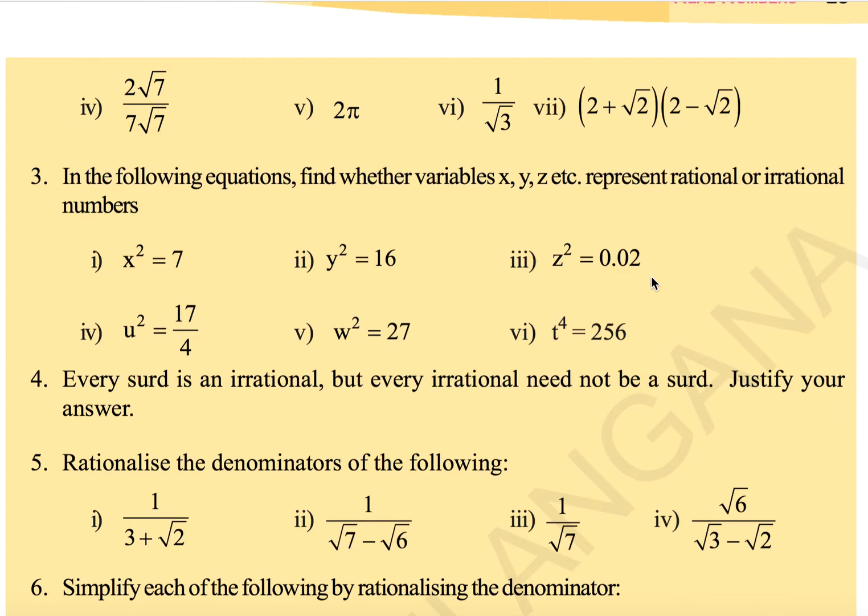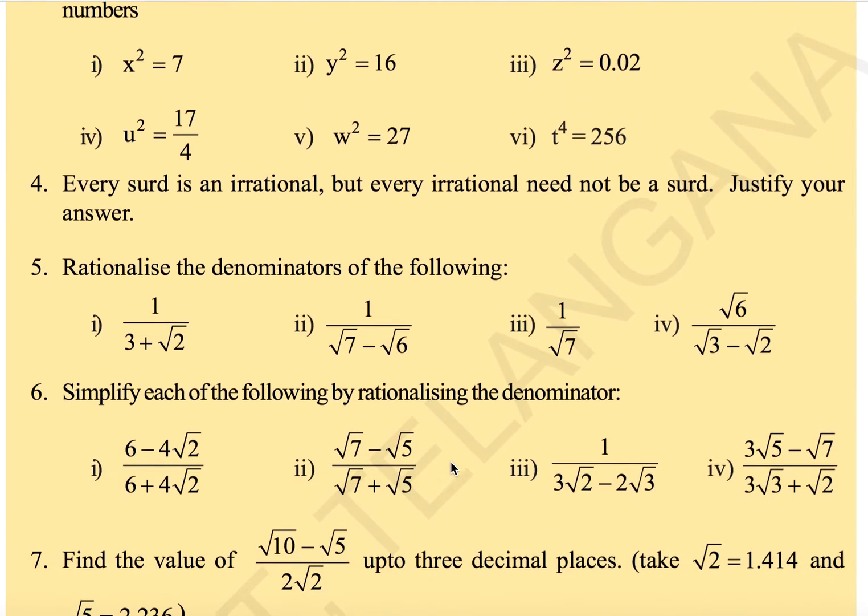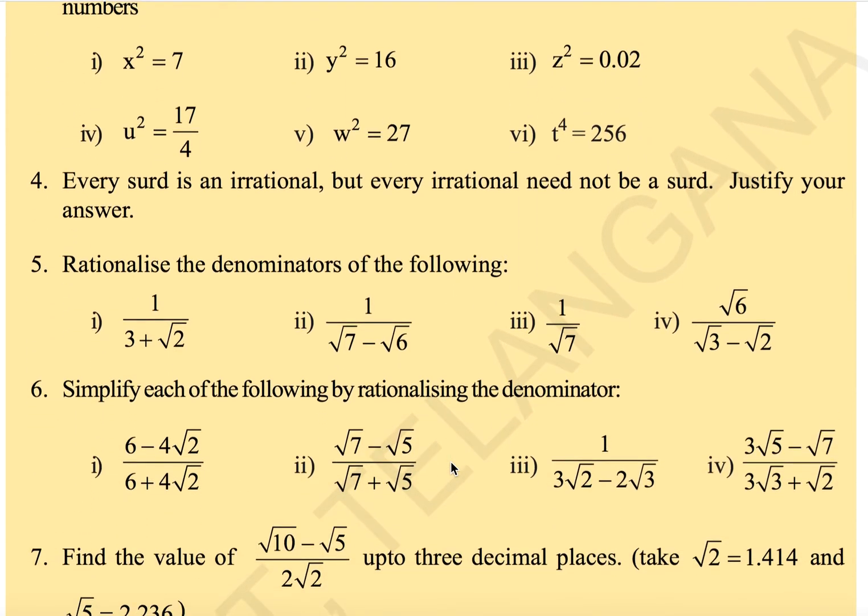T to the power 4 is 256. 256 means 4 4s, 6 6s, 36, 6. 2 power 7 is 128, 2 power 8 is 256, so T is 256 power 1 by 4. Okay, 4. So it can be expressed as 4 power 4, so this is irrational. Every surd is an irrational, but every irrational need not be a surd.